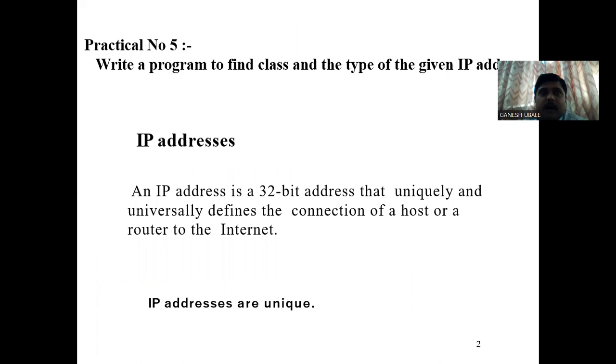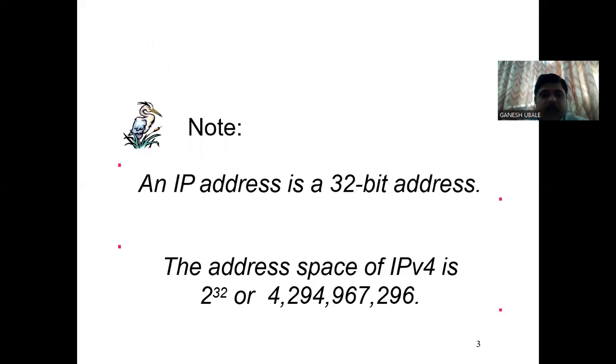To identify a particular machine or host in computer networks, it is identified by its IP address. An IP address is a 32-bit address and it is unique in the network. So if there is a 32-bit IP address in IPv4, we are talking about only IPv4, there are 2 raised to 32 hosts we can accommodate, or we can say 2 raised to 32 machines to which we can provide a unique IP address.